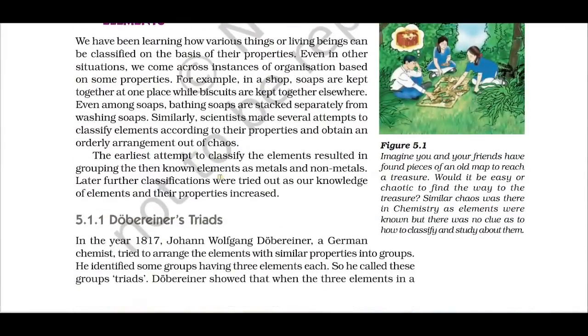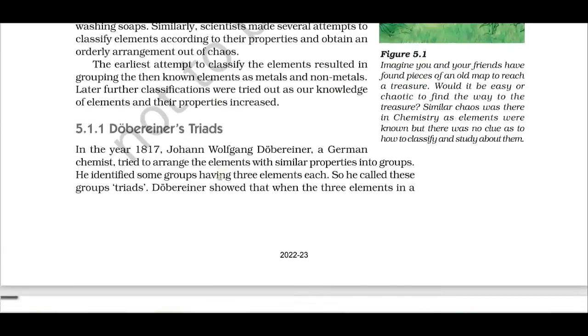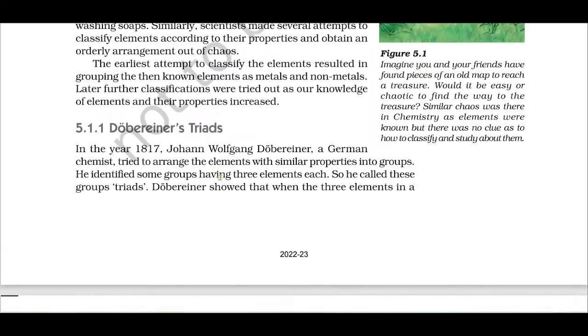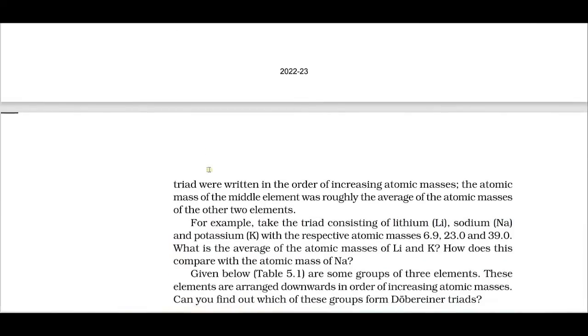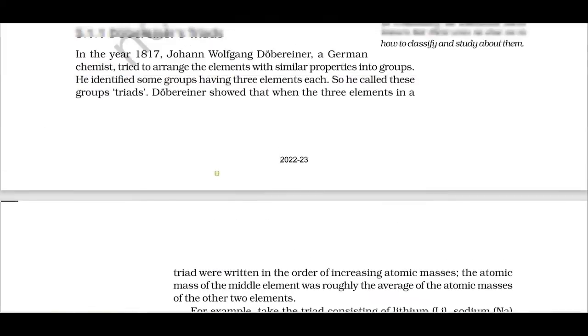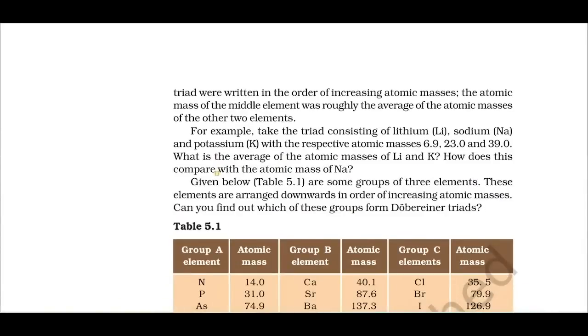Classification of elements. Here the first important question will be: state Dobereiner's law of triads, and also its limitations are very important. Dobereiner arranged groups of three elements in the increasing order of their atomic mass, such that the atomic mass of the middle element was roughly equal to what? The average of the atomic masses of the other two elements. This was Dobereiner's law of triads.